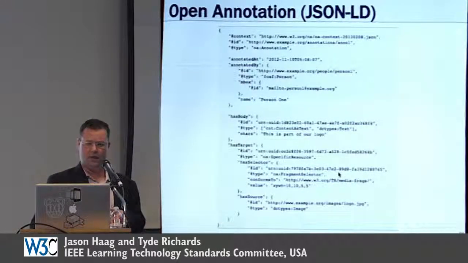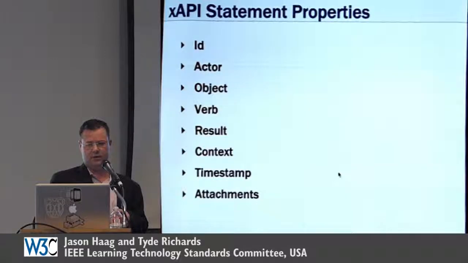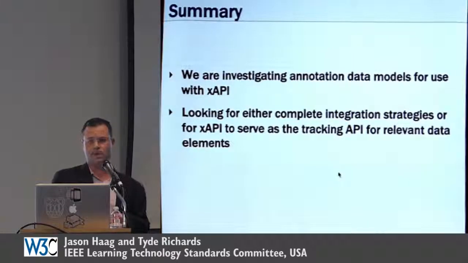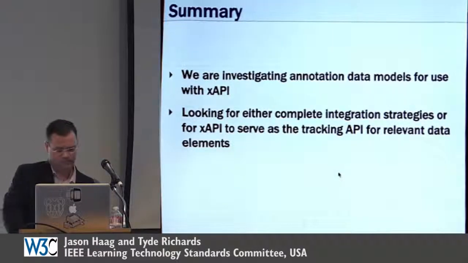And so Open Annotation, JSON-LD. We see there's context, there's a lot of elements here that we think are in common with the xAPI statement property. So we haven't done any work in this yet, but we'd love to open up the discussion and see if there's opportunity to collaborate. That's it. Thank you.